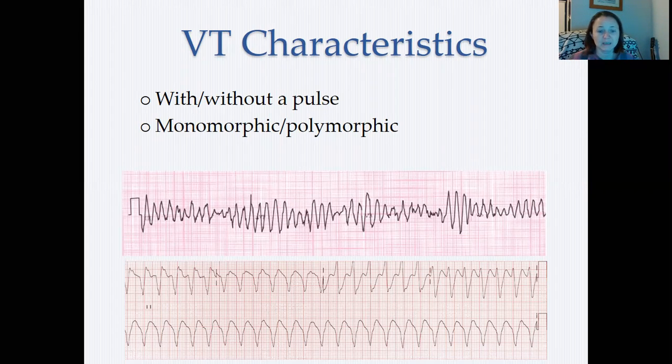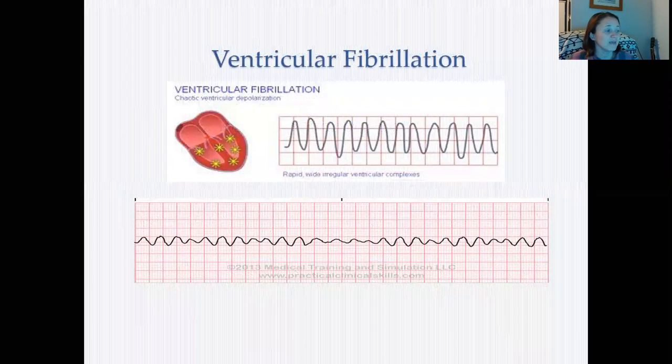All right, let's look at our next lethal rhythm, which is going to be V-fib. Now, V-fib does not have a pulse. It's not like V-tach, where you may or may not have a pulse. That said, you still need to check your patient before you start banging on their chest.